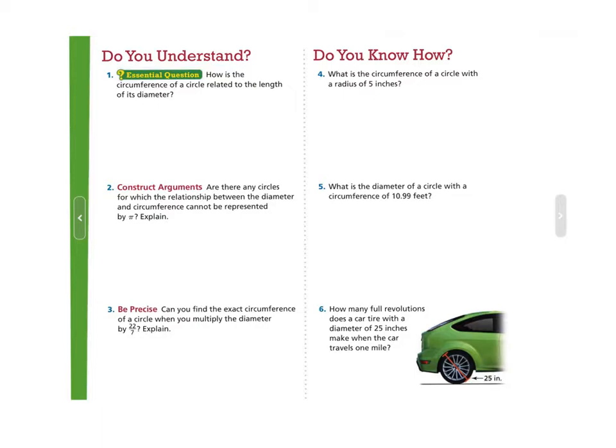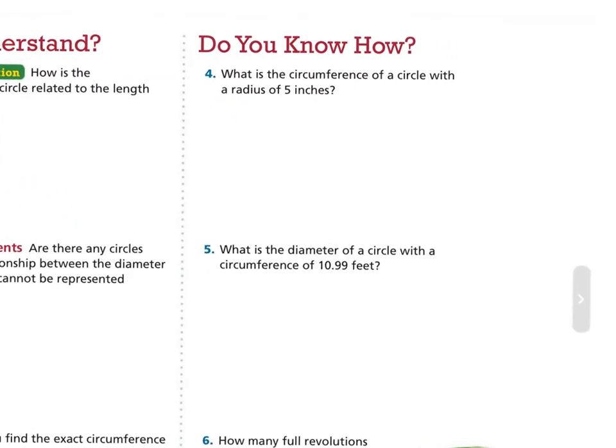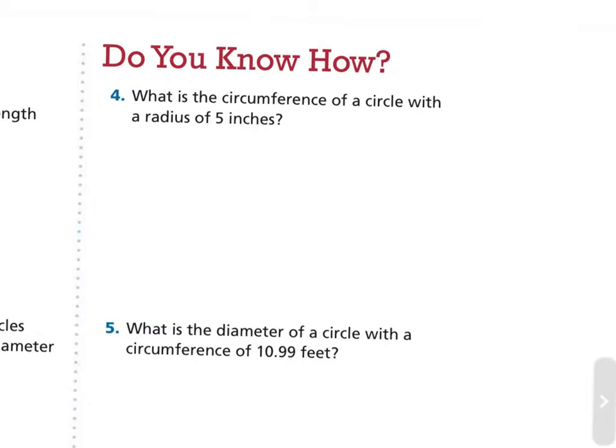So we look at the "Do You Know How" section. Number 4, what's the circumference of a circle with a radius of 5 inches? Once again, we've got two different formulas you can use for circumference. We've got one that involves the diameter, one that involves the radius. So this time they've told us the radius is 5 inches, so it might be easier if we use the one that involves radius, since we already have the radius. If you want to just always use the diameter one, that's fine.